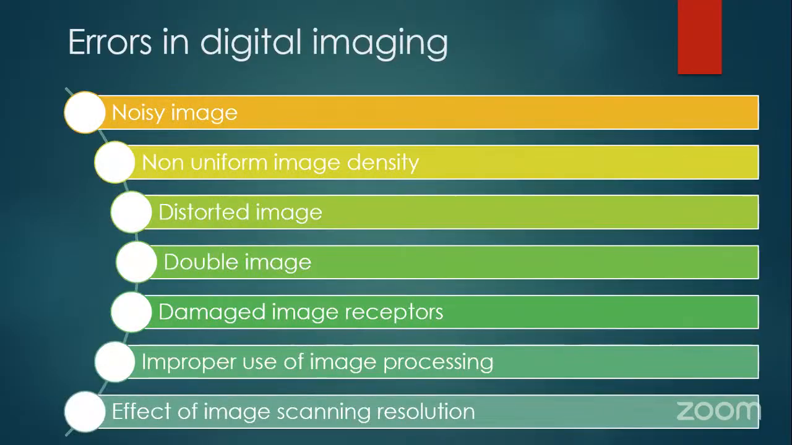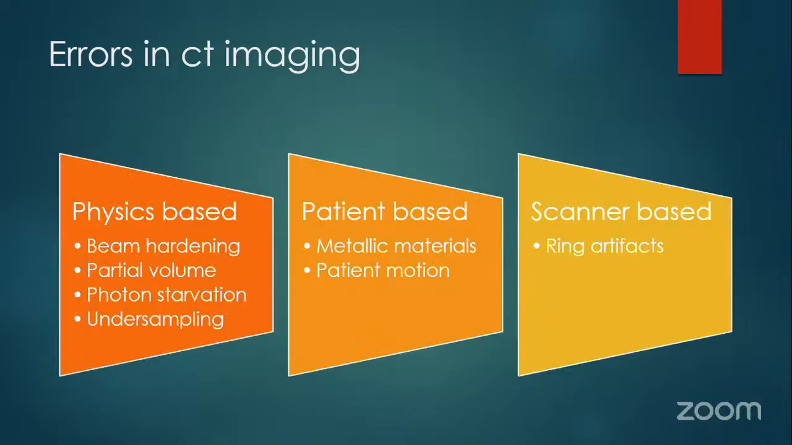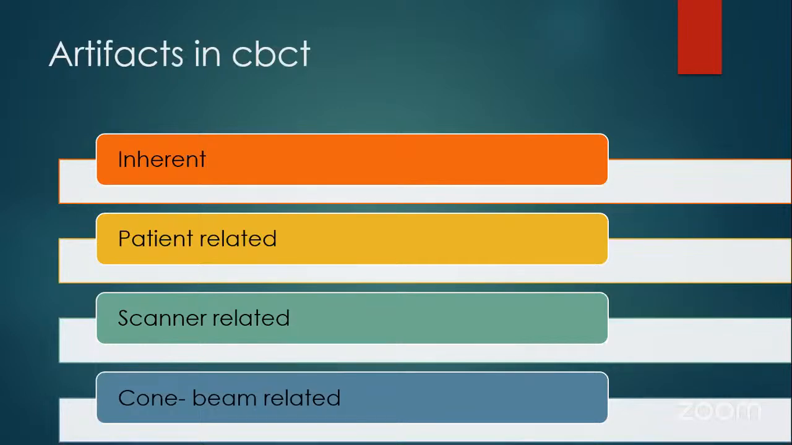When it comes to digital imaging, these are the categories in which you will see faulty radiographs, and errors in CT imaging and CBCT. This is just for namesake. In MCQs, they will not ask you, only for knowledge purposes. You have to just know about these. Okay. I think they might.